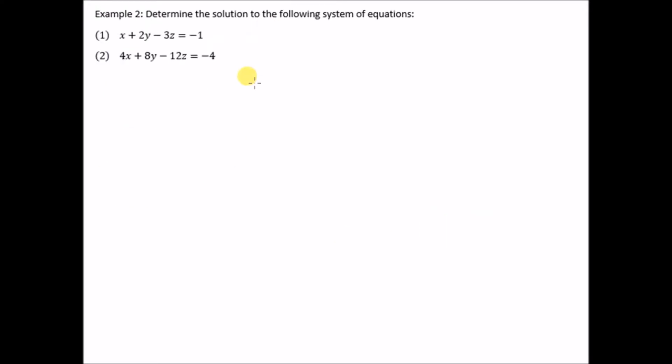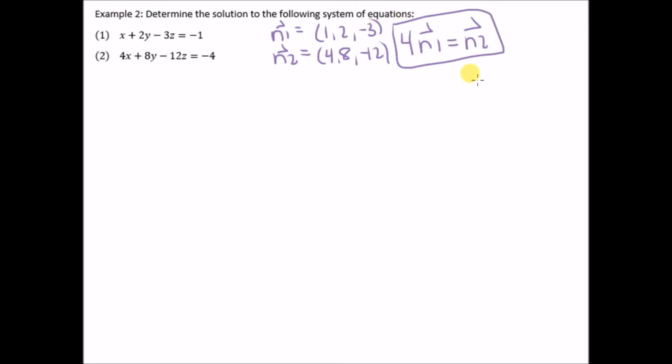Example 2, determine the solution to the following system of equations. Same idea. If we want, we can write normal 1 beside, which is 1, 2, negative 3. And normal 2, which is 4, 8, negative 12. If we take a look at this, 1 times 4 is 4, 2 times 4 is 8, negative 3 times 4 is negative 12. So 4 times normal 1 equals normal 2. They are like duplicates of one another.